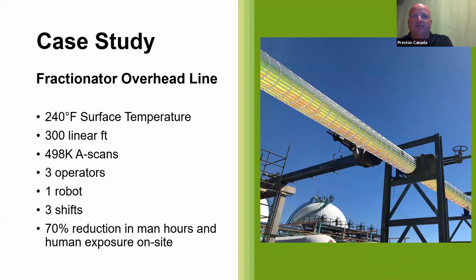This is a fractionator overhead line. The surface was 240 degrees. It was 300 linear feet, almost 500,000 A scans. 3 operators, 1 robot, 3 shifts, a 70% reduction in man hours and exposure on site. This was a great project. The line was left at 240 degrees while we were doing the inspection. Pretty awesome value as well.